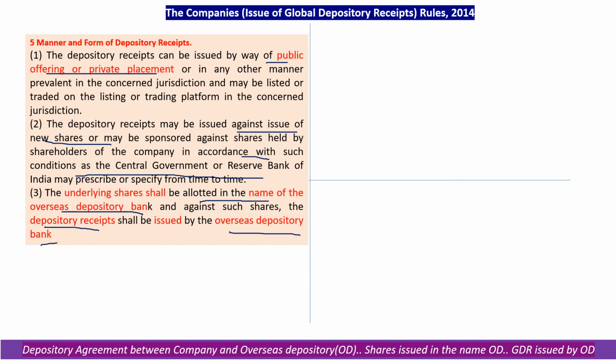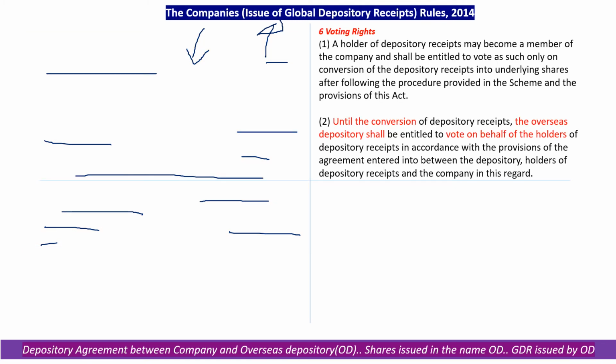Therefore, in India, the company issues the shares. Outside the country, the depository bank will issue the receipts. The depository receipts will be issued in the name of the overseas bank, and therefore it will be appearing in all the registers as a shareholder.